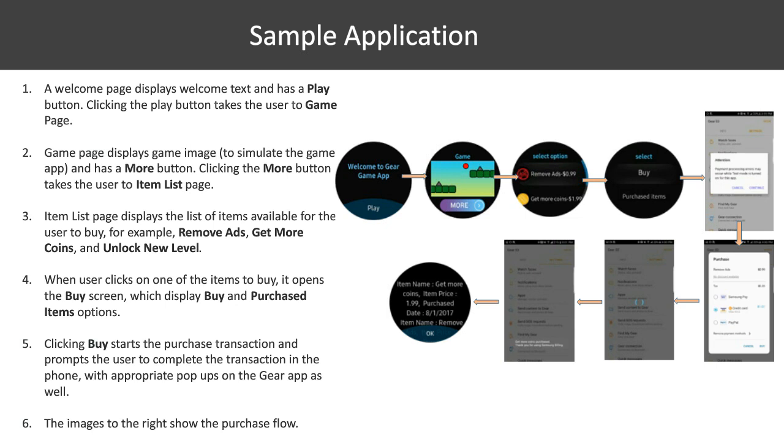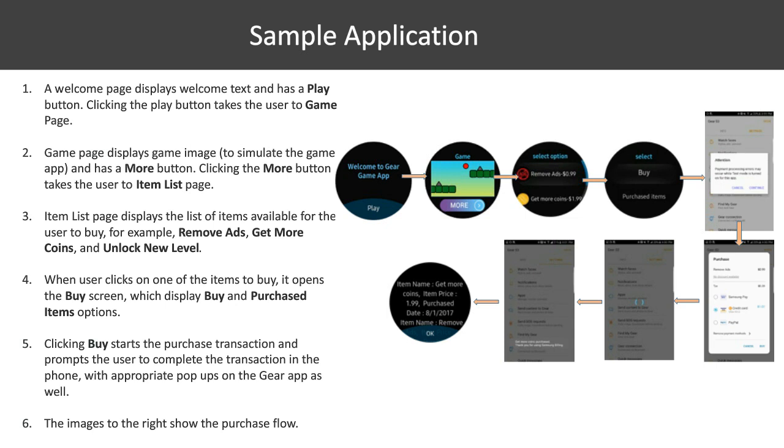When the user clicks on the More button, it opens another page, which gives a list of actual items that is available for purchase. Here we are using 3 different items: remove ads, get more coins, and unlock new level. When the user clicks on one of the items to buy, it opens the buy screen where there are 2 options, either buy or see the list of purchased items.